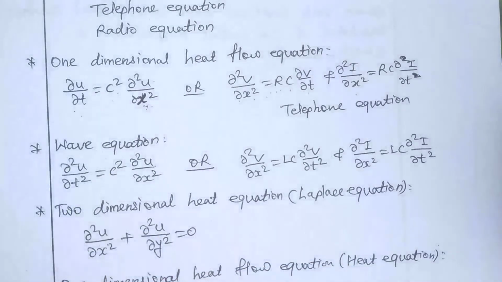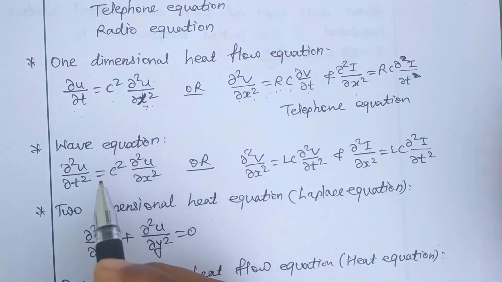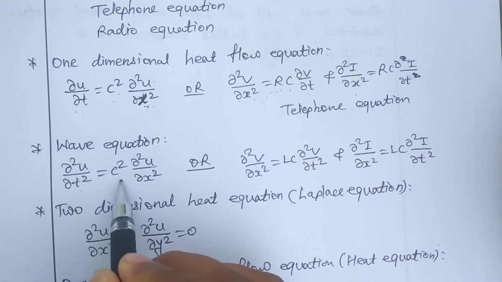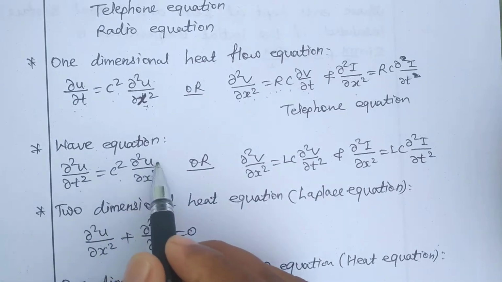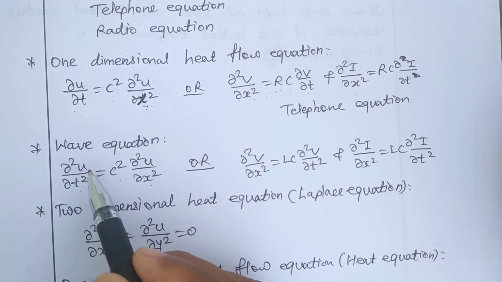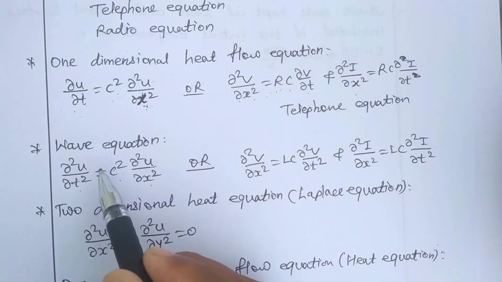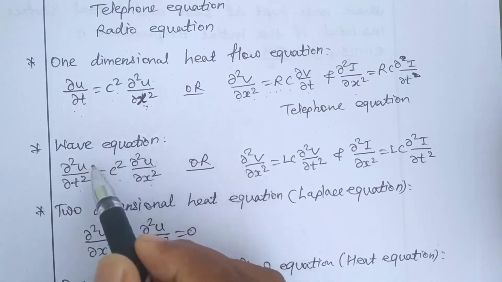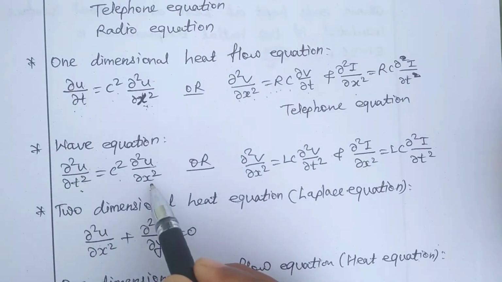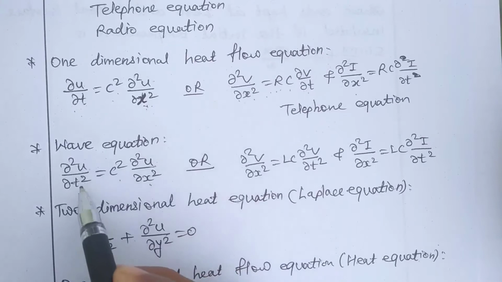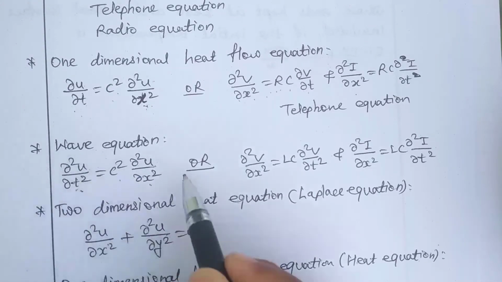Then next, what is the wave equation? The wave equation is given by ∂²u/∂t² = c² ∂²u/∂x². Here u is used for the vibrations in the string, and u depends on t, that is time, and distance x. That means we have to calculate the value of u, the vibrations in the string, at a particular distance at a particular time. So that is the wave equation.